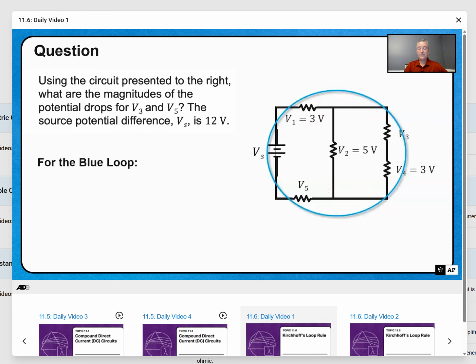How do we find V sub 3? Well, for V sub 3, we're going to use the blue loop. In the blue loop, again, you're going to notice that we have the source voltage, and in this case 3 voltages that we now know, and 1 that we have to determine, which is V sub 3. Again, applying the loop rule, we have V sub S, and then we're going to subtract all the potential losses from that potential gain, and these will then equal 0 volts.